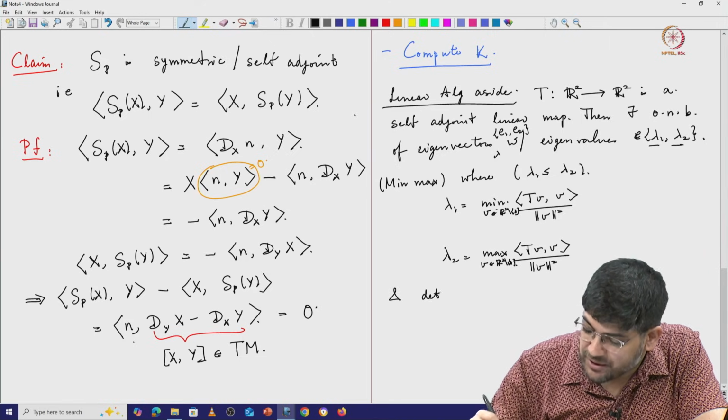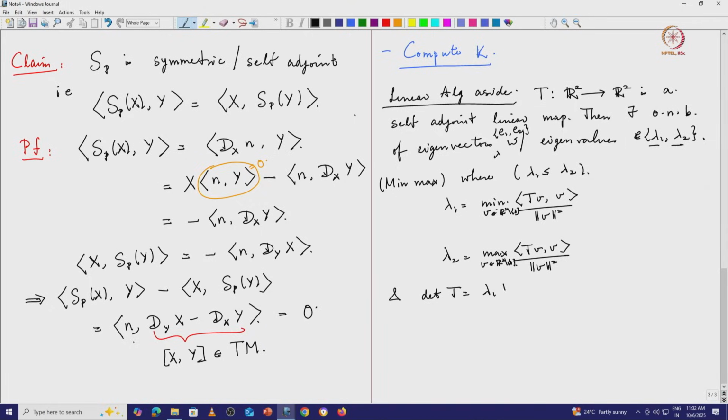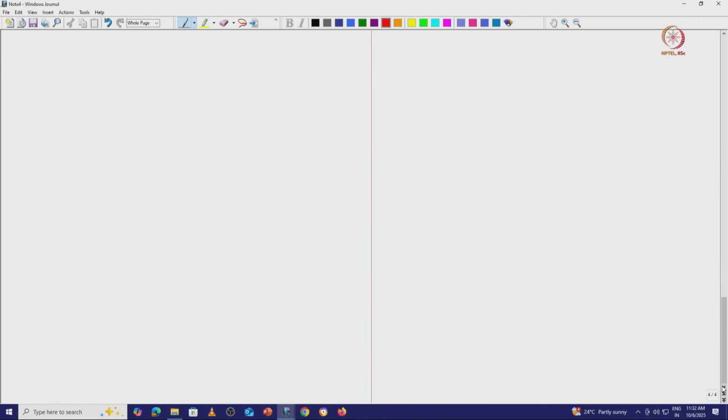And then of course the determinant of T is given by the product. So as long as I can calculate these two quantities, the determinant will just be the product of these two. So I now apply this to the shape operator in the following way.